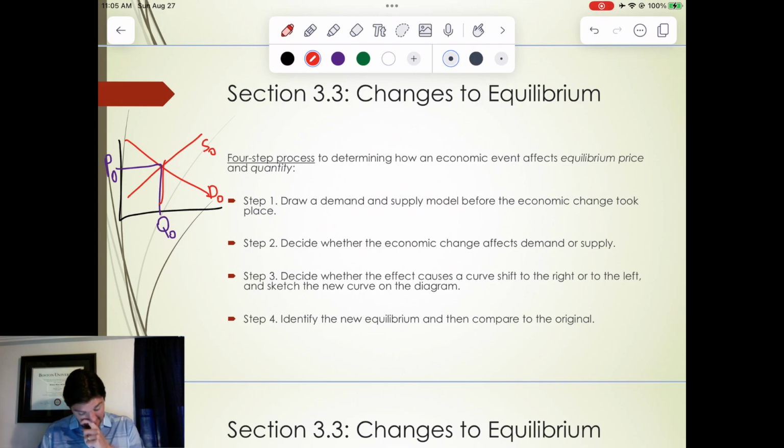And so that's the second thing, is figuring out demand or supply, because then we can figure out, okay, which curve is it? Then we're going to decide whether the effect causes a shift to the right or to the left. And then we're going to sketch the new curve on the graph. So once you figure it out, okay, well that means demand. Am I buying more stuff or less stuff? That's the next part after you do the demand, is right or left, more or less.